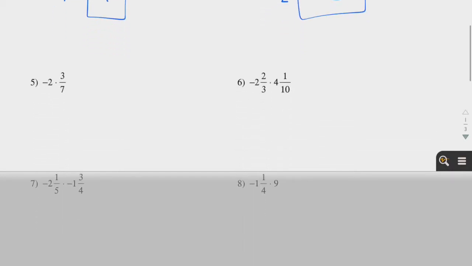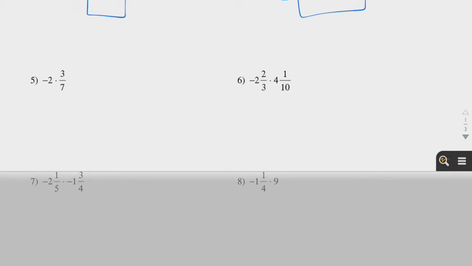Number 5. -2 times 3/7. So we can put that -2 over 1. Nothing can cross reduce, so -2 times 3 gives us -6 over 1 times 7 is 7. We end up with -6/7.